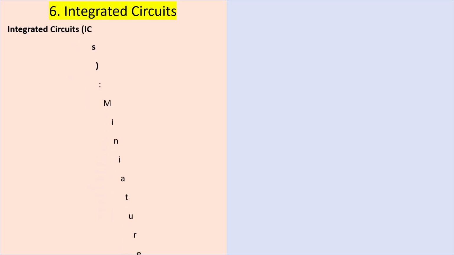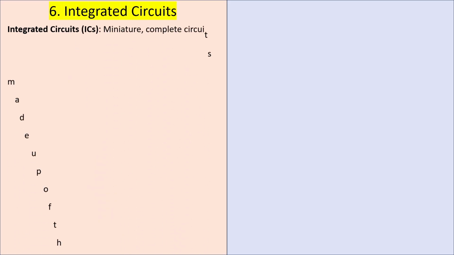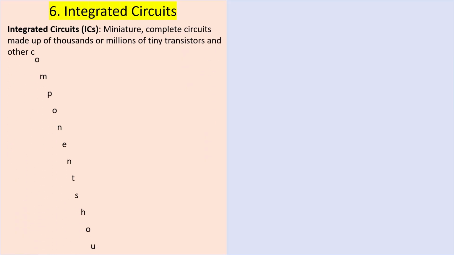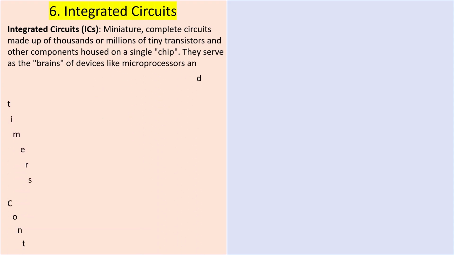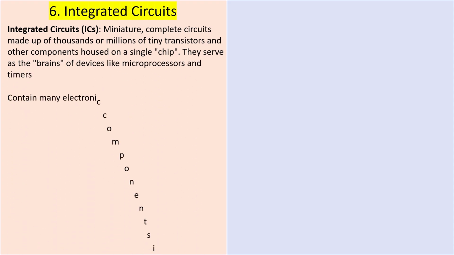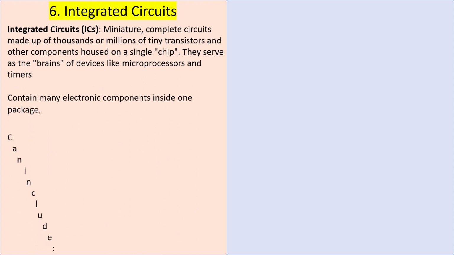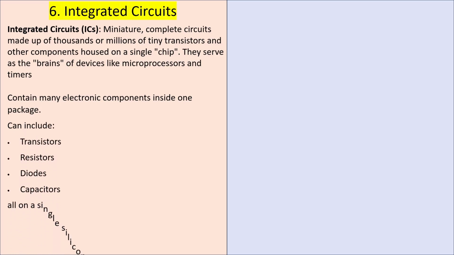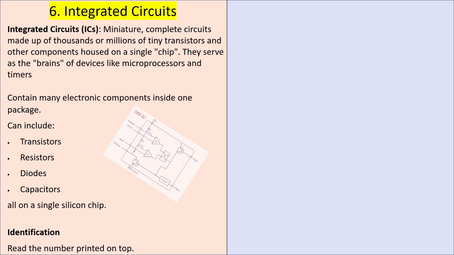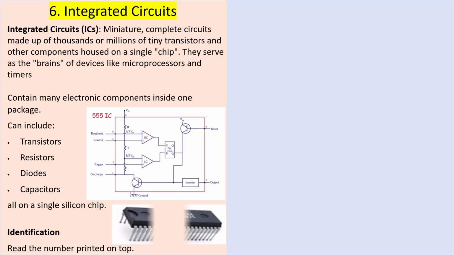Integrated circuits, ICs, are miniature complete circuits made up of thousands or millions of tiny transistors and other components housed in a single chip. They serve as the brains of devices like microprocessors and timers. They contain many electronic components inside one package. It can include transistors, resistors, diodes, capacitors, all on a single silicon chip. For identification, you read the number that's printed on the top, as you can see in the picture below.